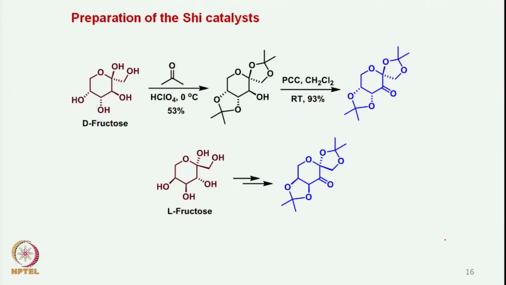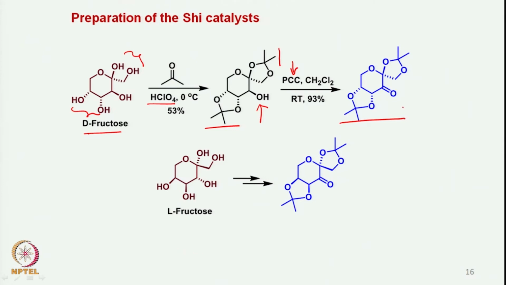Now, how do we make the Shi catalyst? It is very easy. You can take the D-fructose and put acetone in the presence of, say, perchloric acid as an acid catalyst, and this diol, which is a cis diol, and this diol, which is relatively free from the steric point of view, can easily react. So, both of them react to form the corresponding diacetonide, and then you can oxidize the hydroxy group using PCC, pyridinium chlorochromate, and we can prepare this particular ketone, which is reacted with oxone to form the corresponding dioxirane.